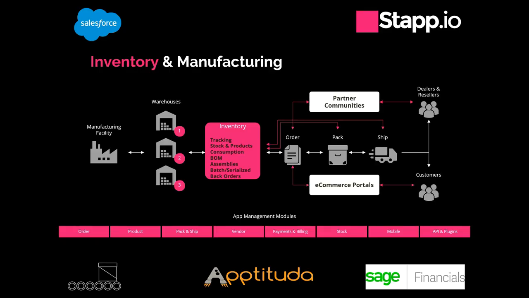We can provide a seamless end-to-end process from order right through to shipment, including all the manufacturing processes. So you can have your warehouse receiving goods from the manufacturing facility. You can track the inventory, stock, consumption, assemblies, and all of the order-related information. And this can be distributed through partner communities and e-commerce portals. And within our overall Stapp app, we are supporting order management through to packaging and then through to shipping.